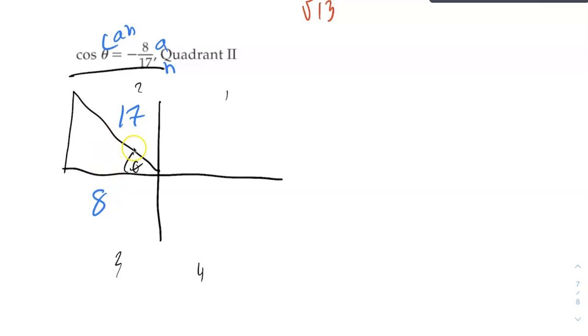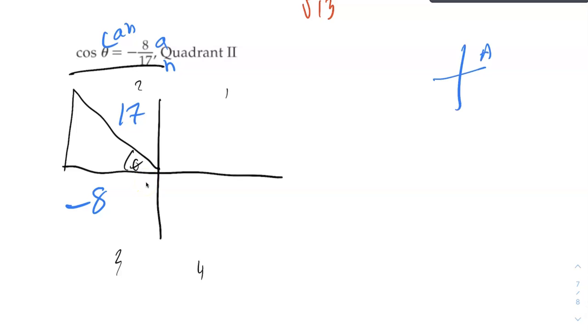Remember, one of these had to be negative, and this one's a little easier because the hypotenuse is never negative, so it's going to be the 8. But also we went to the left, so it's negative. You can also just ignore that if you want. We could check our answer using All Students Take Calculus when we're done. We'll talk about that in a second.